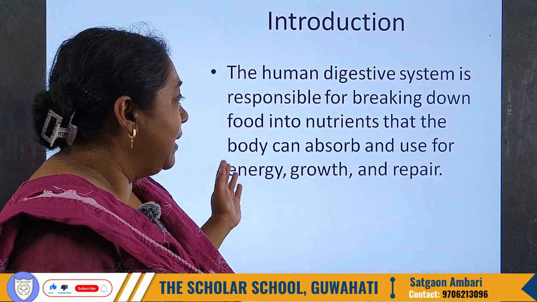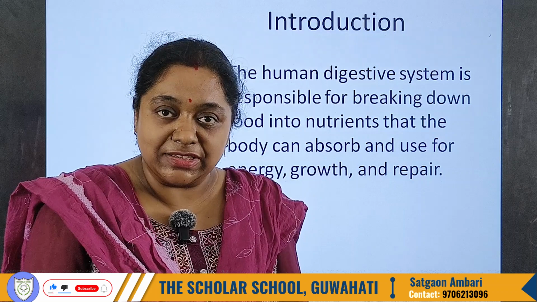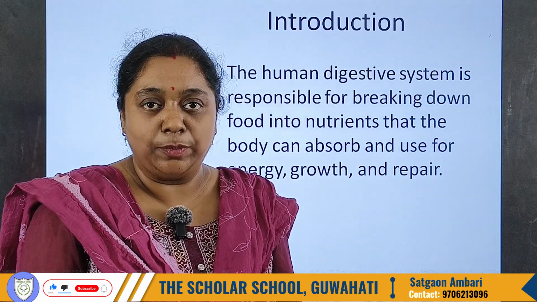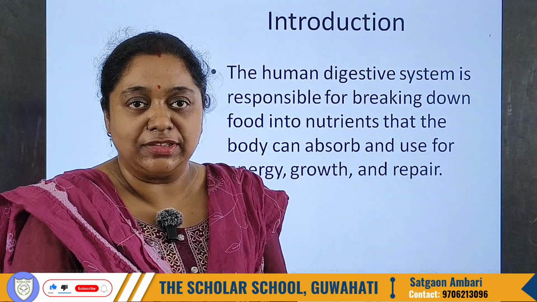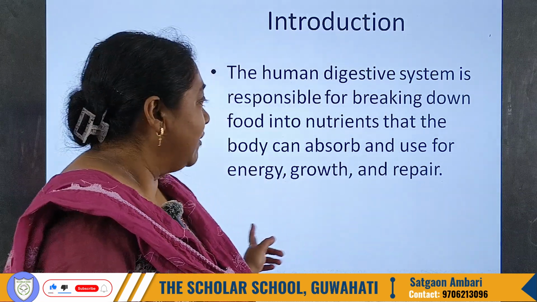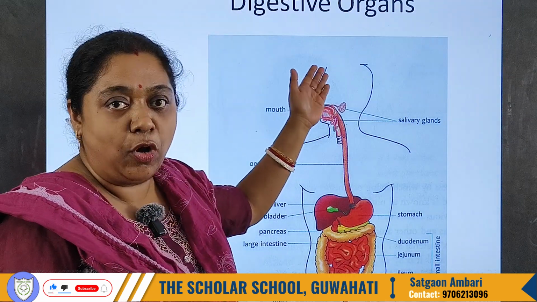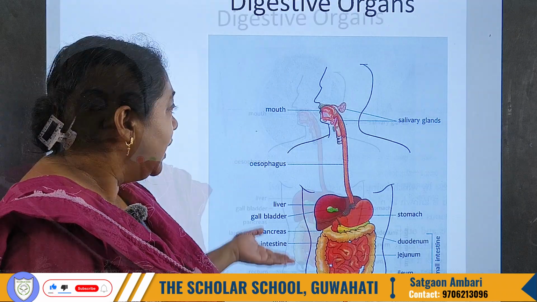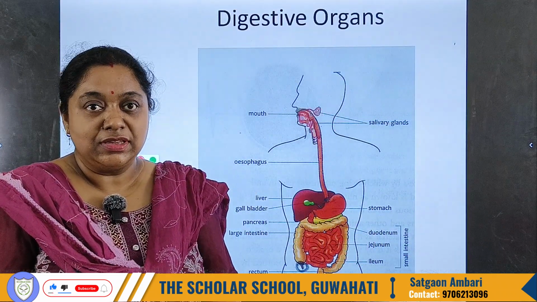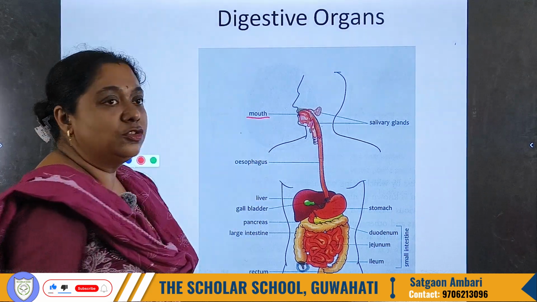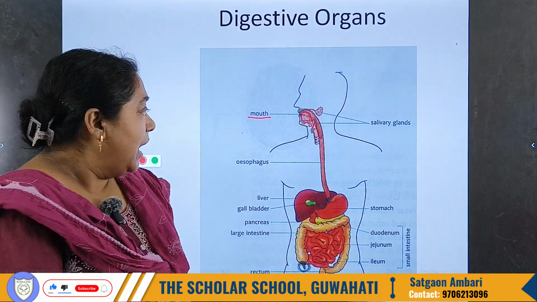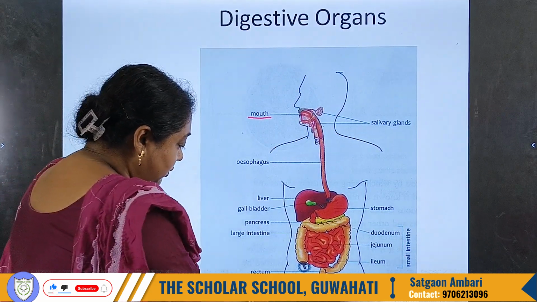The digestive system helps us to digest the food entirely and absorb it, and finally we are able to take in nutrients in proper amounts. So let's have a look at the digestive system of human beings. The digestive system of humans starts with the structure that is the mouth, which is also known as the buccal cavity, and ends with the structure anus.